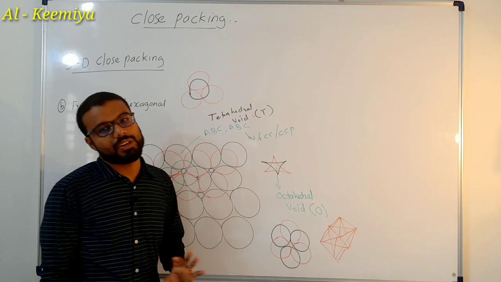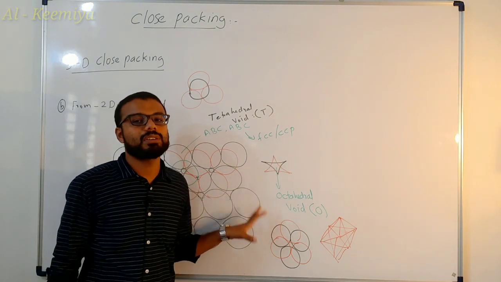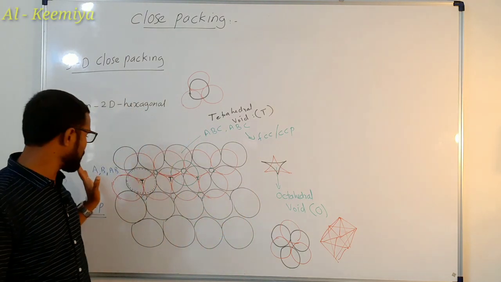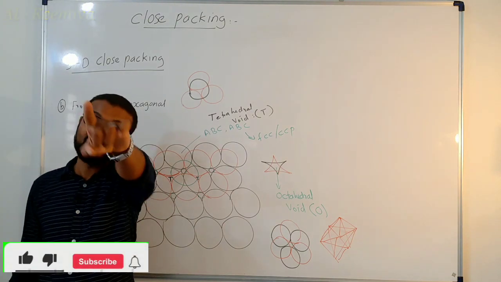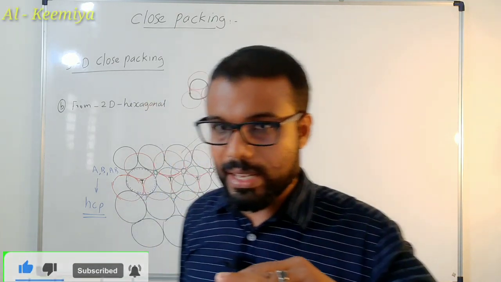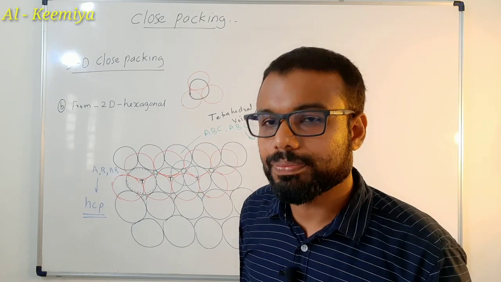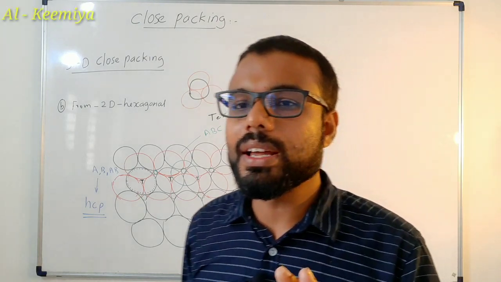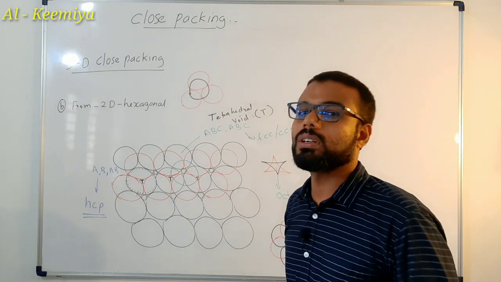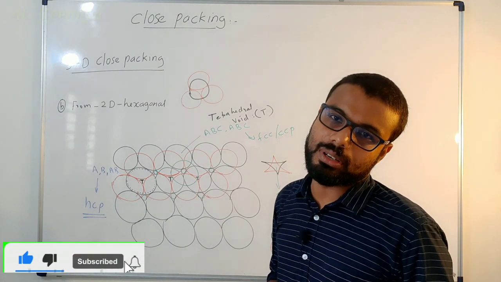So the total coordination number in FCC or CCP is 12. So remember, in FCC and HCP the only difference is the third layer. If the third layer is placed over the tetrahedral void, it is called HCP. If the third layer is placed over the octahedral void, it is called FCC or CCP. In both cases the coordination number is what?